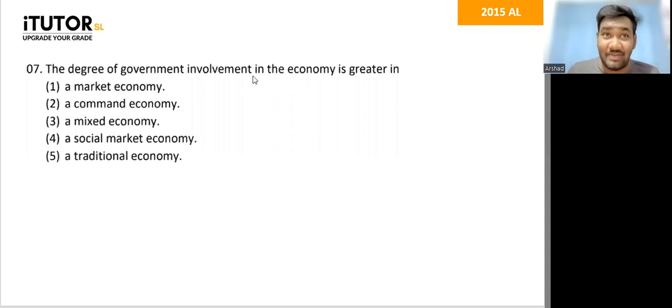The degree of government involvement in an economy is greater in where? Where is the government greatly involved? Market, command, mixed, social market, traditional economy. Where is the government involvement the highest? 1, 2, 3, 4, 5.